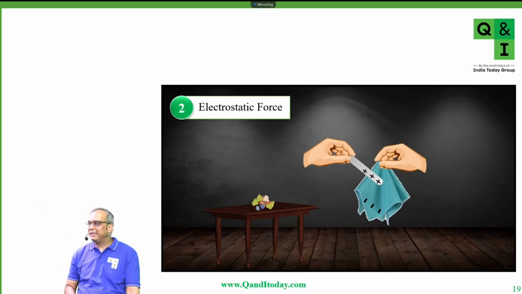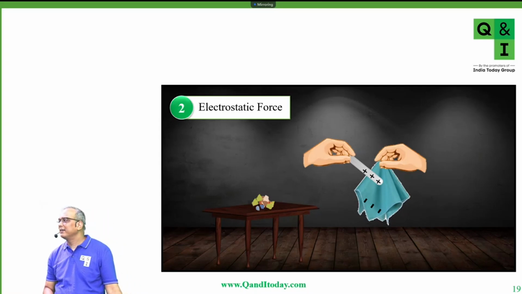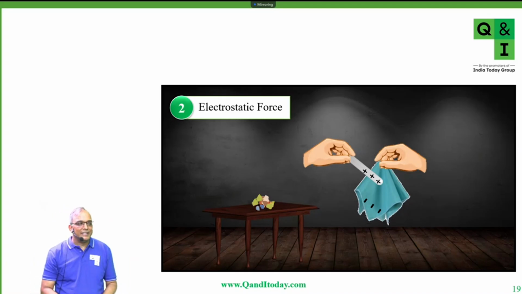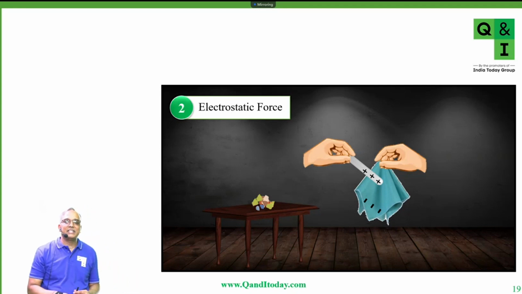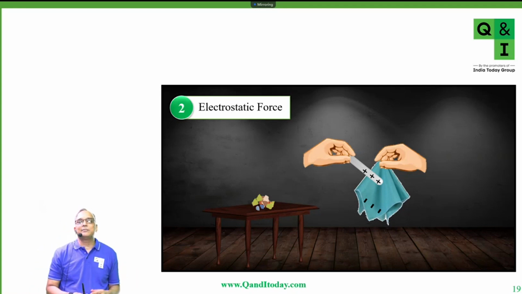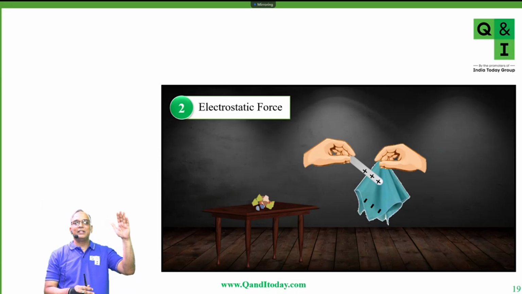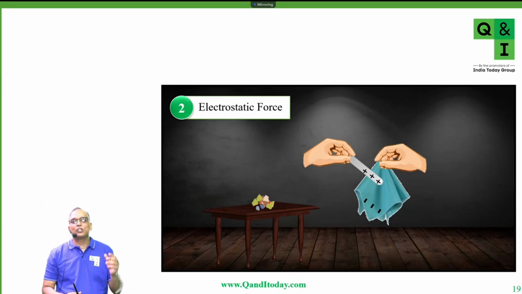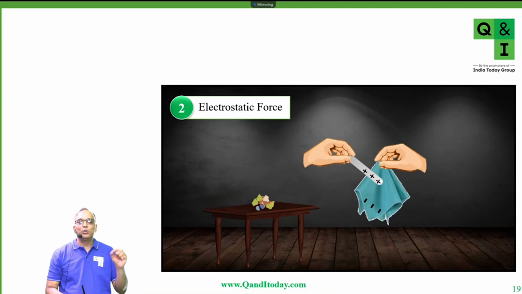Sir, how can we identify which will get positive and which will get negative charge? There are certain experiments which have been done, and using those we have a series of observations. When different objects are rubbed with different objects, a table has been formed, and that table is called the triboelectric series. You can do a Google search of the triboelectric series today.